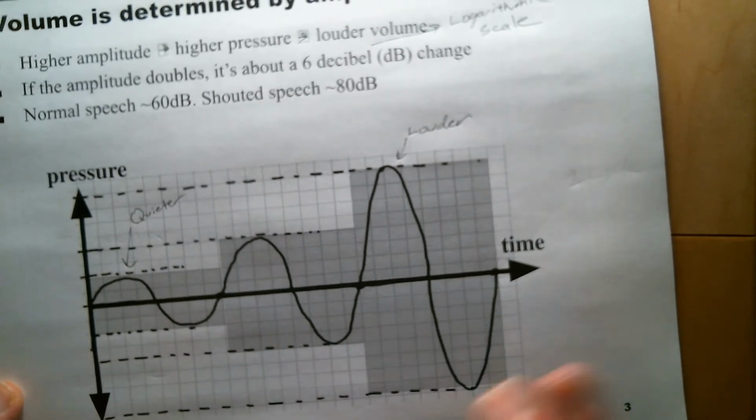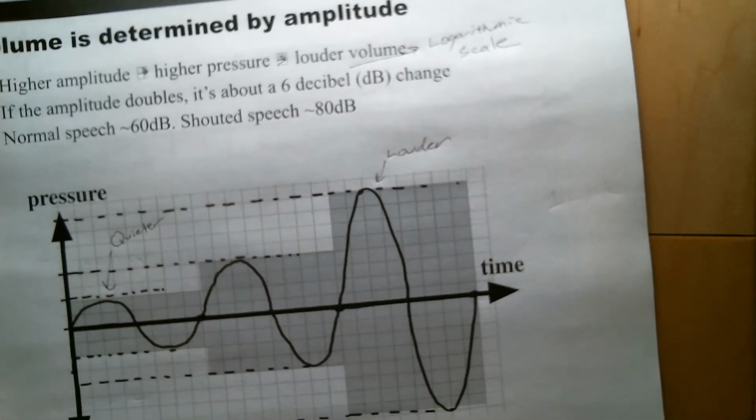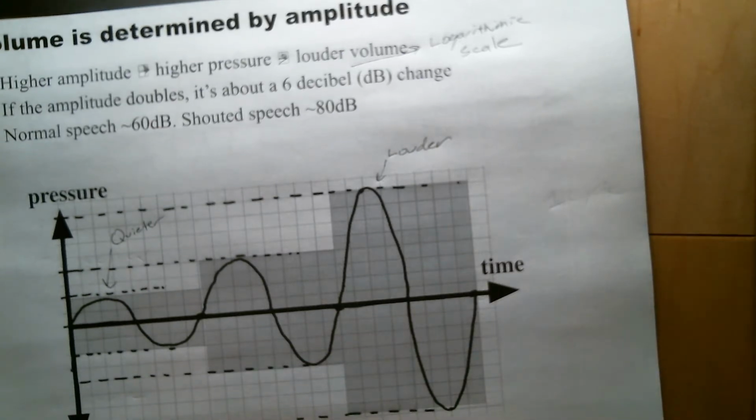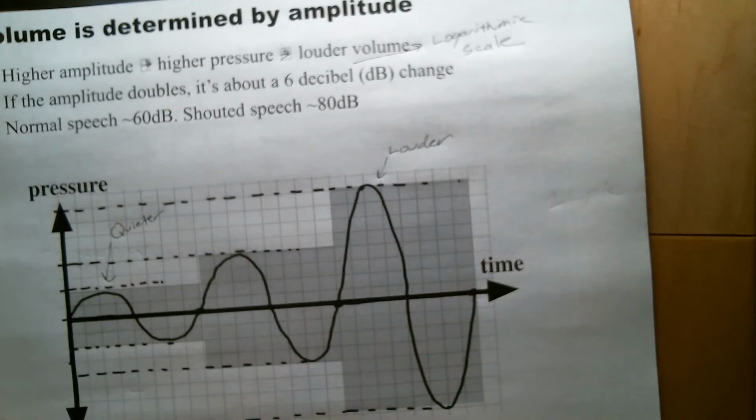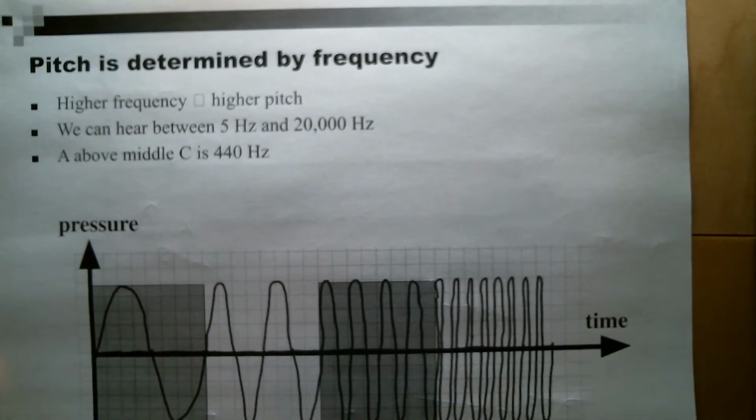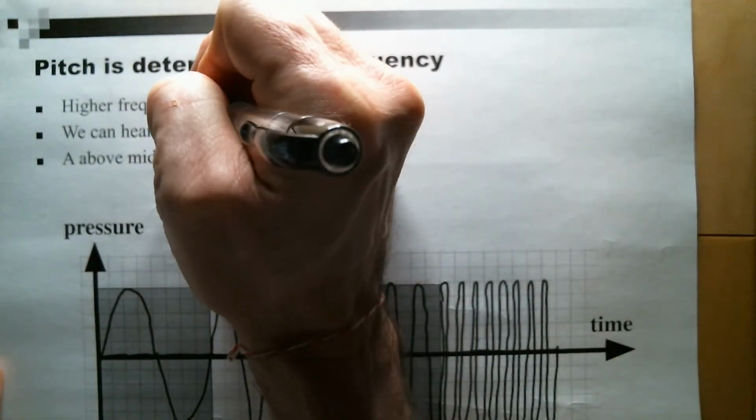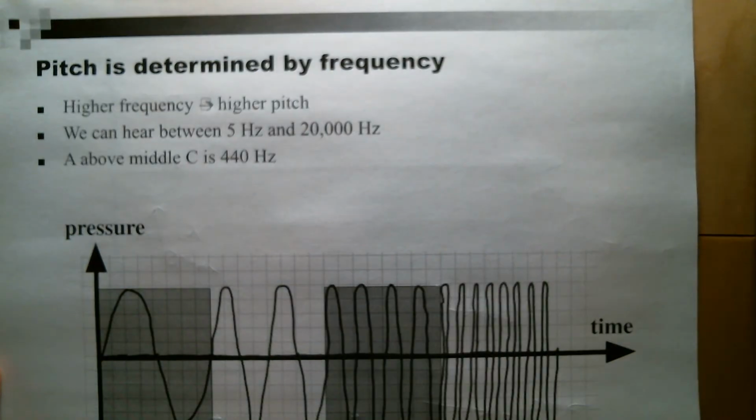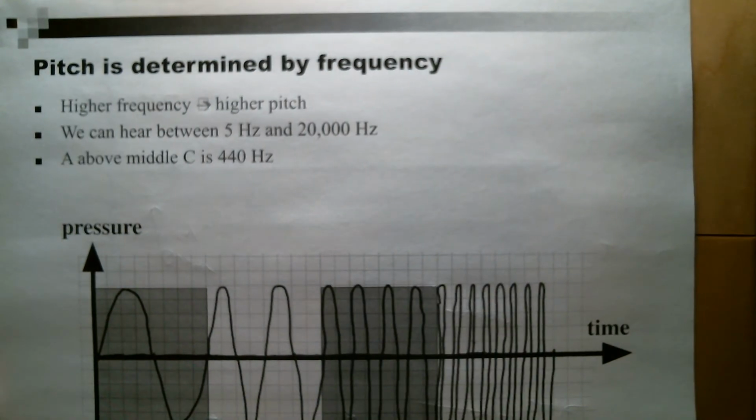All right, so again, not really related to programming itself, but just some general information about sound, so that when we do start interacting and modifying it programmatically, you have an idea of what we're modifying and why it has the impact that it has. Volume is determined by amplitude, and pitch is determined by frequency. The higher the frequency, the higher the pitch. We can generally hear between 5 hertz and 20,000 hertz, which again is cycles per second.